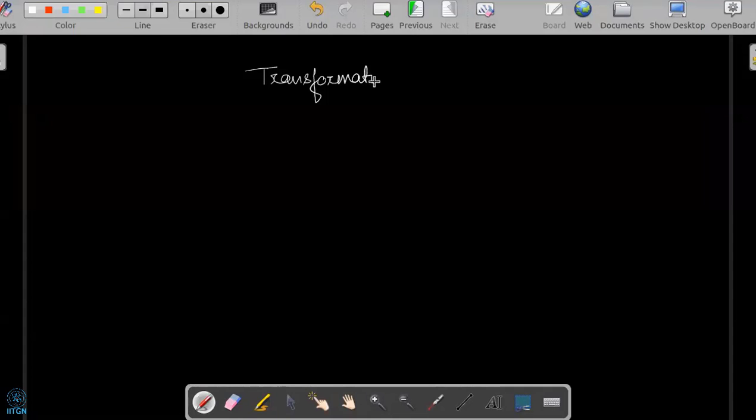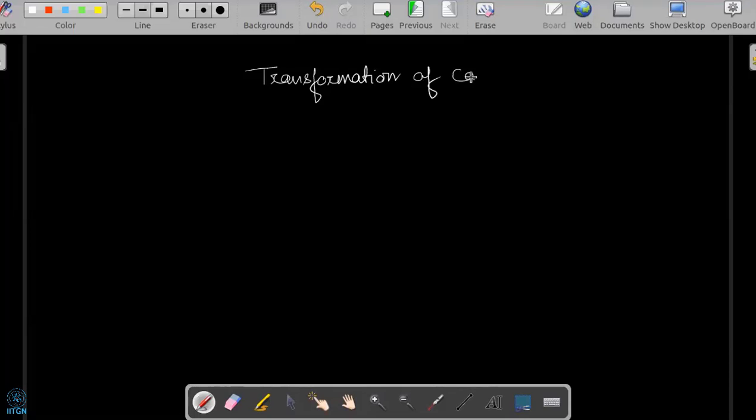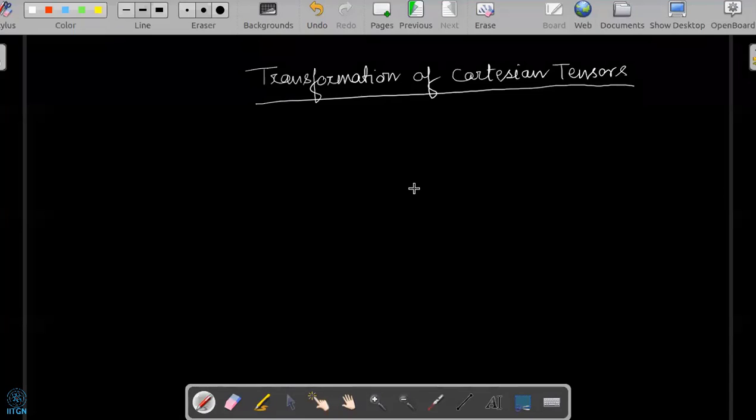Transformation of Cartesian tensor. Cartesian tensors means we are using x, y, z space. That's why it is Cartesian tensor. If you use the polar coordinate system, then we have to handle it accordingly. So far our discussion is with respect to the x1, x2, and x3 coordinate system. That's why I have written Cartesian tensor.